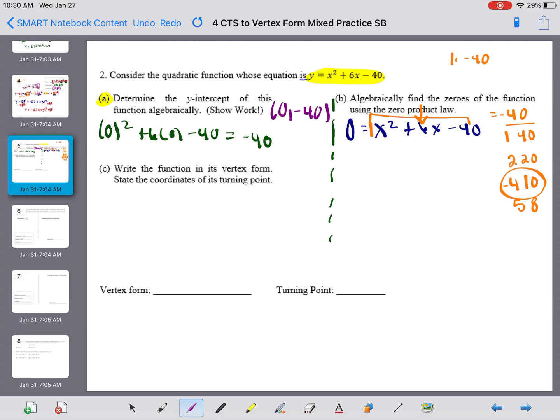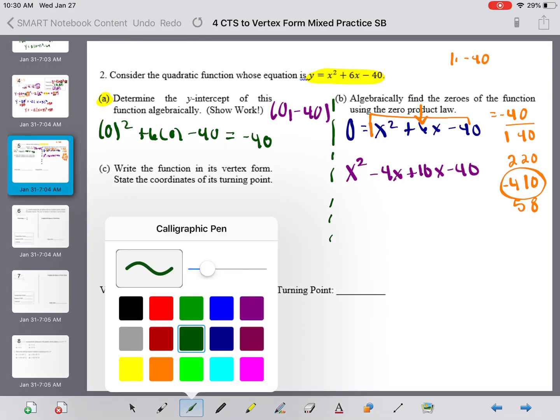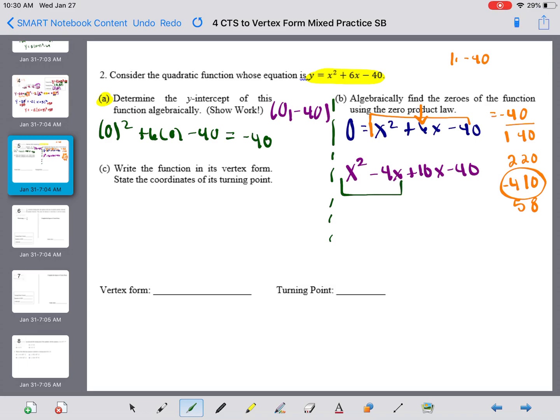So then we split our middle. We get x squared minus 4x plus 10x minus 40. We have 4 terms, so factor by grouping. And again, this is still equaling 0. We take out an x as our first GCF, and we're left with x minus 4. Our GCF for the next group is 10, and our leftovers are also going to be x minus 4. Remember, they have to match.